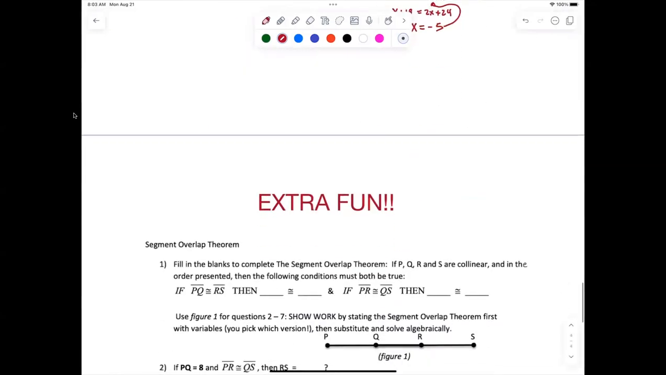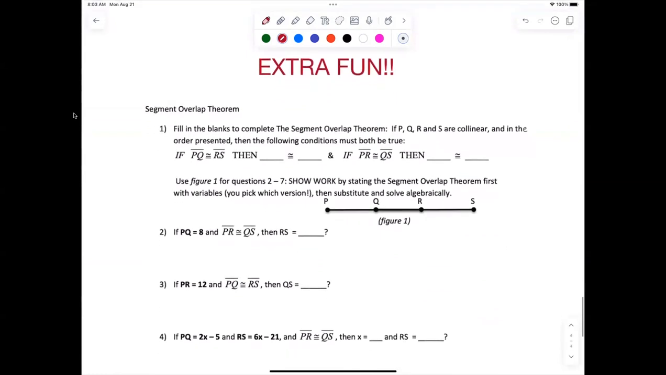Now, it's the extra fun. Let's take a look at this. Now, the segment overlap theorem. I've never really heard it called the segment overlap theorem, but I thought this was an interesting worksheet, so I went ahead and copied it, and let's see what we're talking about. It says fill in the blanks to complete the segment overlap theorem. PQRS are collinear. So what I'd like everybody to do is just go ahead and put PQRS on a line.